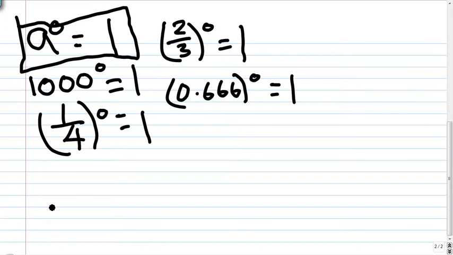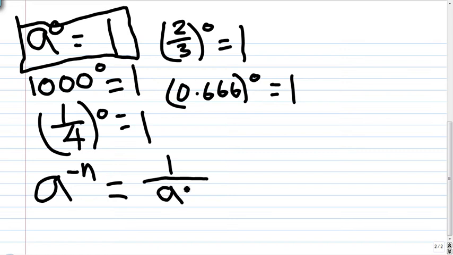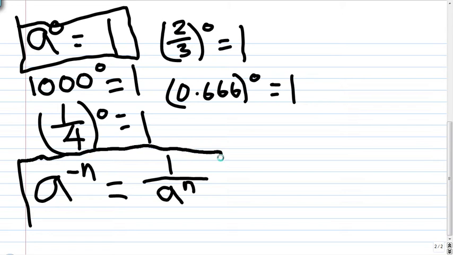Now if you have a situation like a to the power of minus n, where the index has a negative sign, what you can do is flip it over and write it as 1 over a to the power of n. This is something that you should remember. Let me just box it up here.